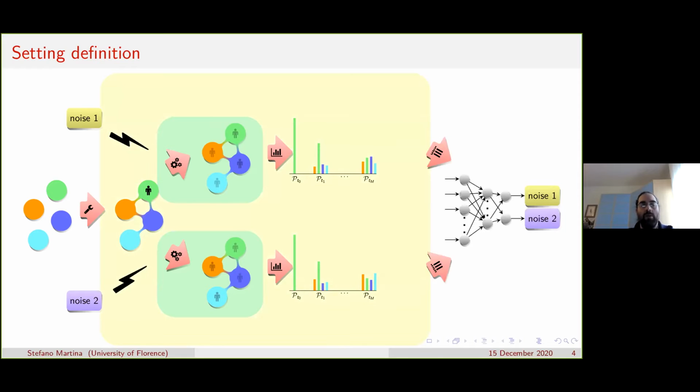Then we repeat the process with different random configurations and different random initial states to generate 10,000 different samples to train a machine learning method to classify which one of the two different noises was used to perturb the dynamics.